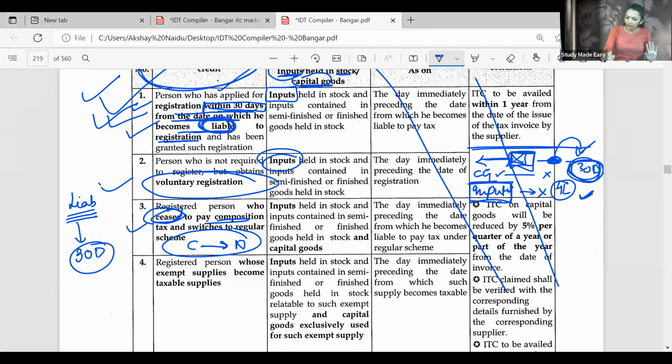अभी जा नहीं रहे उस पे, but I am telling कि input का भी available, capital goods का भी available. And this I fail to understand. Registered person whose exempt supply becomes taxable. Now exempt become taxable, तो input also allowed, capital also allowed. Remember अभी करा है अपन ने. So when exempt is now taxable, when it was exclusively for exempt purpose, ITC was not taken. Now for capital goods they will be taking ITC, and when they are taking ITC, 5% per quarter, part of the quarter wala reduction would be there.